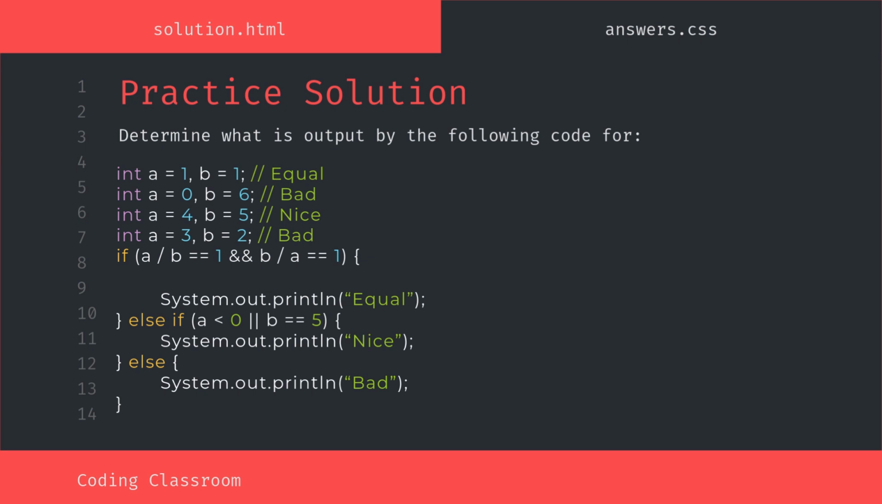Input 4, first condition. We check if A/B equals 1 and if B/A equals 1. 3/2 is 1 due to integer division truncating the result, but 2/3 is 0, not 1. Since the second part is false, the entire condition fails. Second condition. We check if A is negative or if B is 5. Since neither A is negative nor B is 5, this condition fails as well. Since both conditions fail, the program reaches the final step and prints bad. Final outputs: input 1 equal, input 2 bad, input 3 nice, input 4 bad.